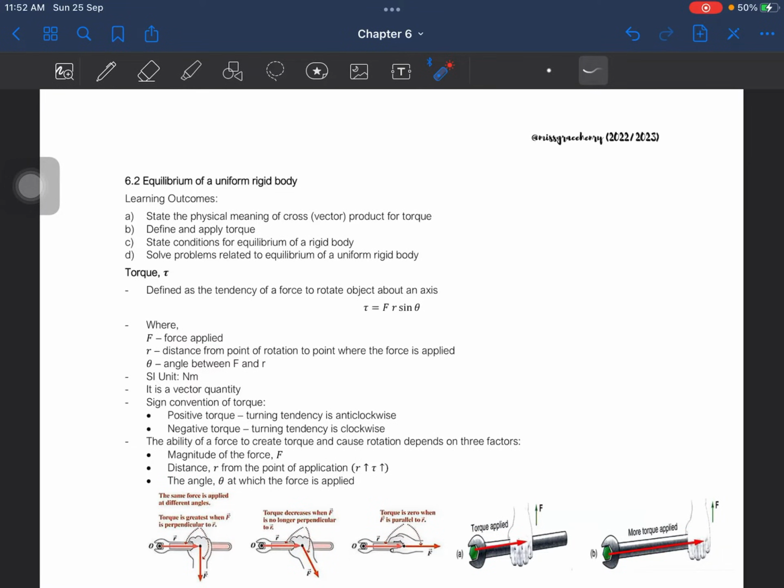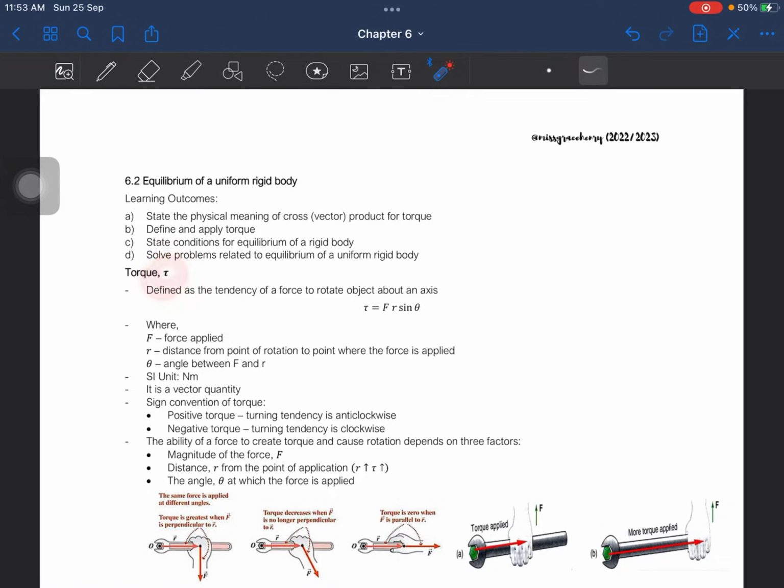Subtopic number 2, which is on equilibrium of a uniform rigid body. So in this subtopic, you have to be able to state the physical meaning of cross-vector product for torque, define and apply torque, state conditions for equilibrium of a rigid body, and lastly, solve problems related to equilibrium of a uniform rigid body. So torque, the Greek letter is tau.